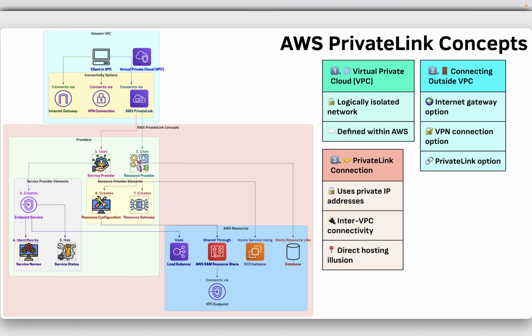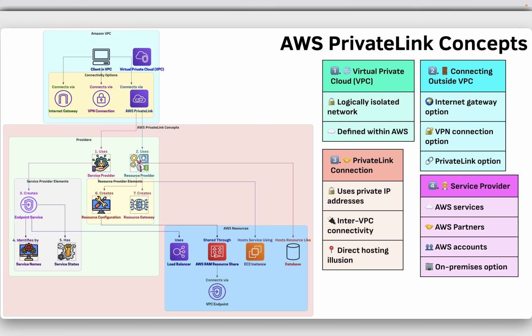AWS PrivateLink allows clients within your VPC to connect to services, which is AWS services and AWS resources in other VPCs using private IP addresses as if those resources and services were hosted directly in your virtual private cloud. A service provider is the owner of a service. This can include AWS, AWS partners, and other AWS accounts. Service providers can host services using AWS resources or on-premises servers.